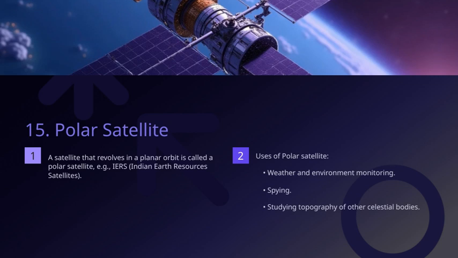An example of a polar satellite is the Indian Earth Resources Satellite, or IERS, which has been instrumental in collecting valuable data for resource management and environmental studies. Overall, polar satellites are fundamental to advancing our understanding of both Earth and space, making them indispensable for scientific research, environmental protection, and national security.